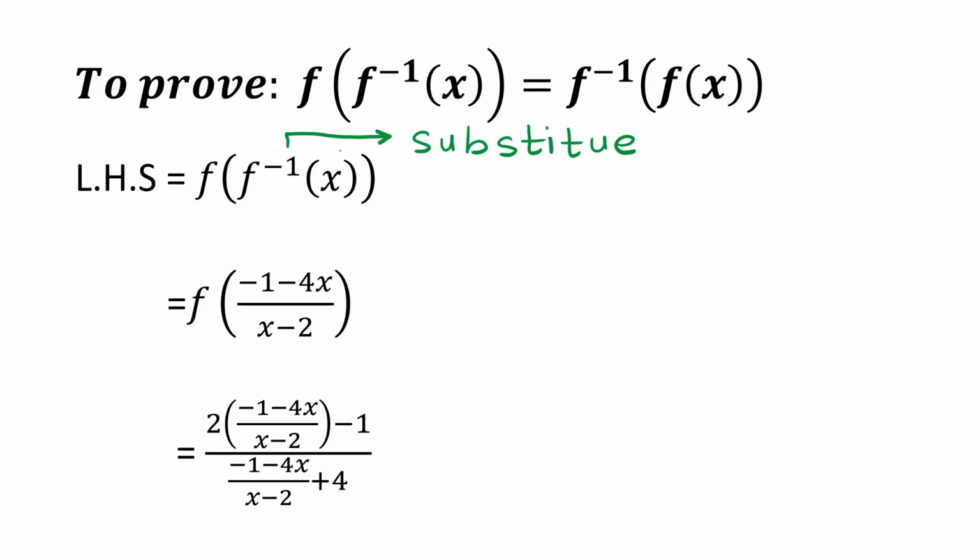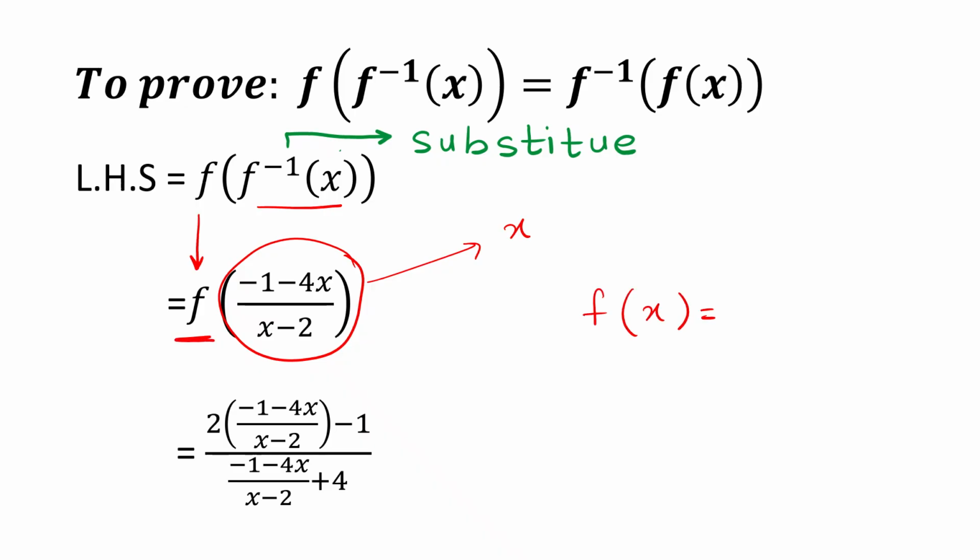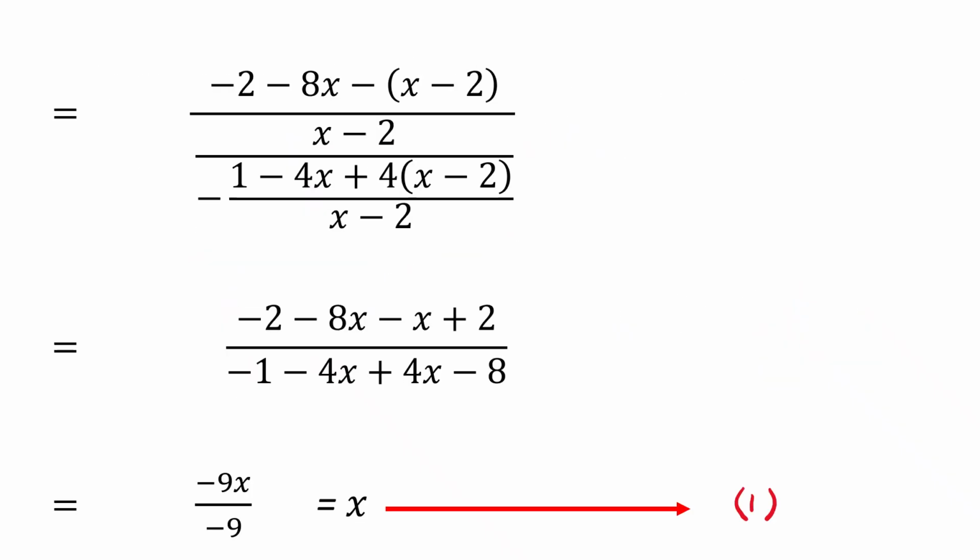Now consider the left hand side, which is f of f inverse of x. Write this f as it is and substitute the value for this f inverse of x. Now consider it as x, or input for the f function. The f function is 2x negative 1 over x plus 4. And then replace x with this new value. And after simplification, we get x as an answer for the left hand side.